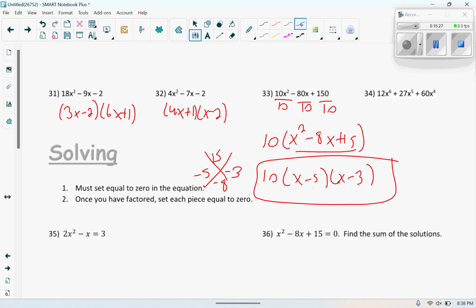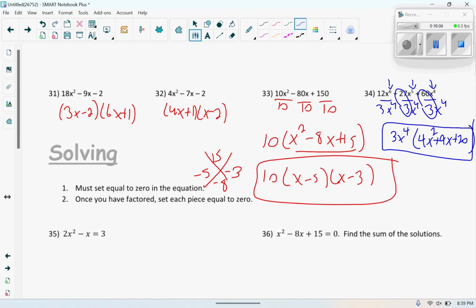Okay, this one, 34, I can factor out, ooh, not a 12. Let's try that again. I can factor out a 3. And then I can also factor out, look at your exponents. I'm going to factor out the smallest, so 3x to the 4th. And so I have a 4x squared plus 9x plus 20. And if I tried to factor that, I'm going to tell you right now, it won't factor anymore. So if you have a case like that, you just have to stop there and you're good.